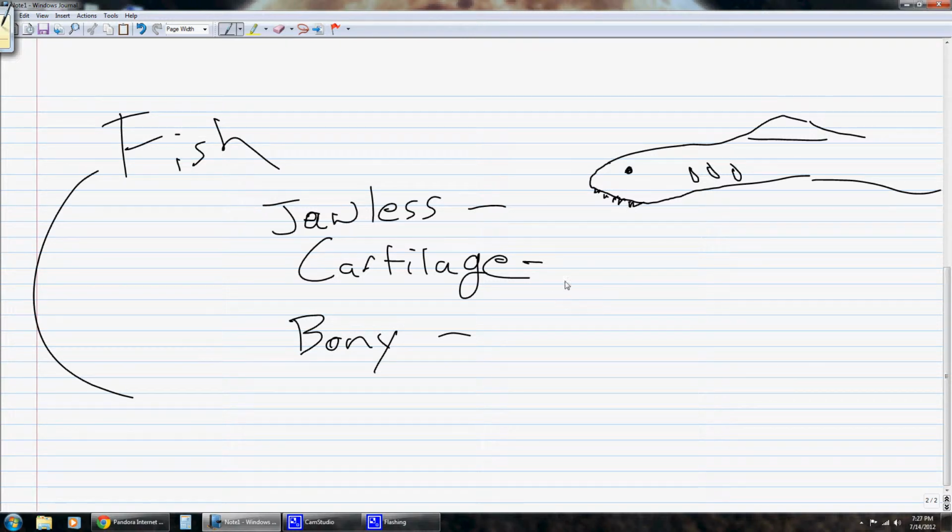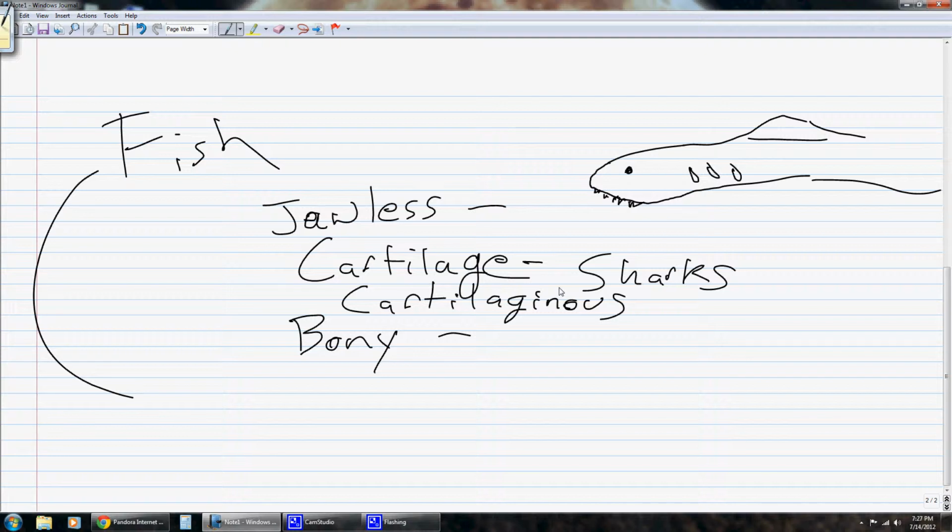And the cartilaginous fish, so if you want to know how to spell that, it's cartilaginous. These are going to be like your buddies, the sharks. These are any fish that are made out of cartilage, and they're going to have this instead of bone. The nice thing about cartilage is it's a lot more flexible than bone, and this allows sharks to bend and contort in certain ways and be extremely fast and powerful swimmers.